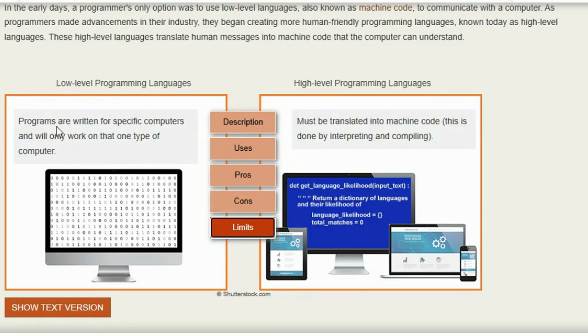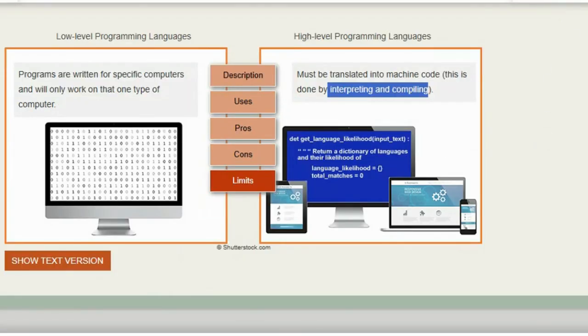Low level, programs are written for specific computers, and they'll only work on that one type of computer. High level must be translated into machine code. That's a con. That's a limit. Got to be translated into machine code, and this is done by interpreting and compiling, which we'll talk a little bit more about. Page 3.